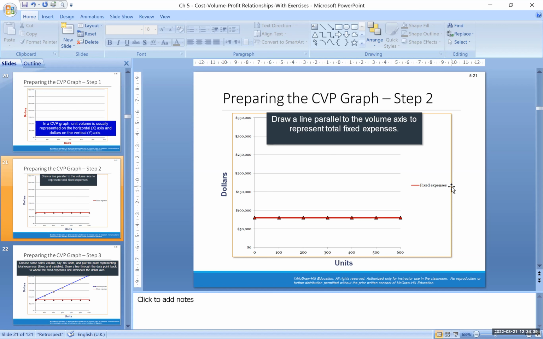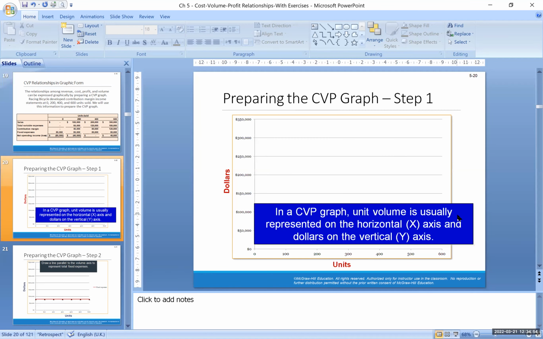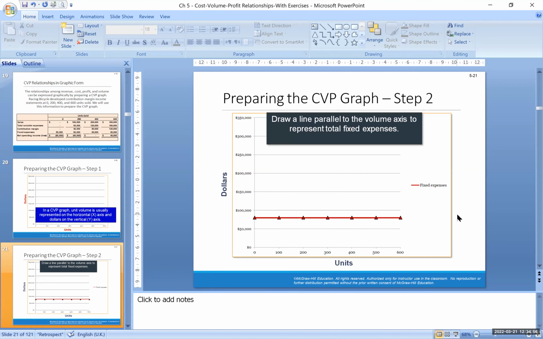If we sell, going back to our example, 200, we still pay the $80,000. If we sell 400, we still pay the $80,000, and similarly for 600, we still pay the $80,000 as a fixed cost. So a line parallel to the x-axis will represent the total fixed cost. Okay.